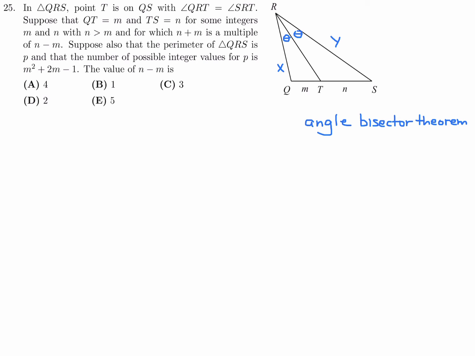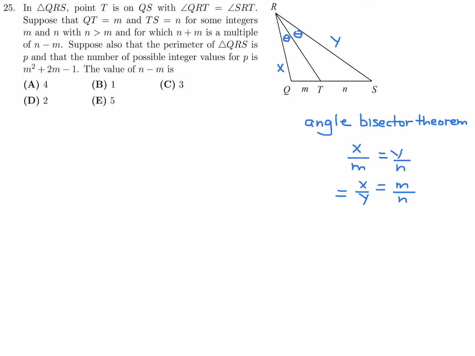And that is going to give me as follows. X over M is equal to Y over N, directly from the angle bisector theorem. No tricks at all. And then I think I'd like to put the M and the N together. So M over N is equal to X over Y.